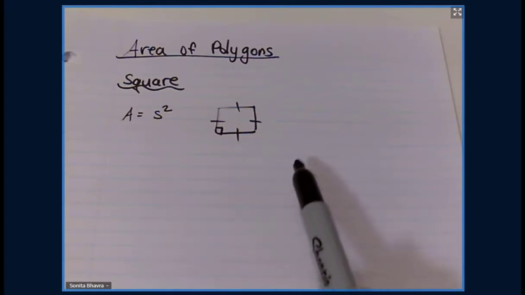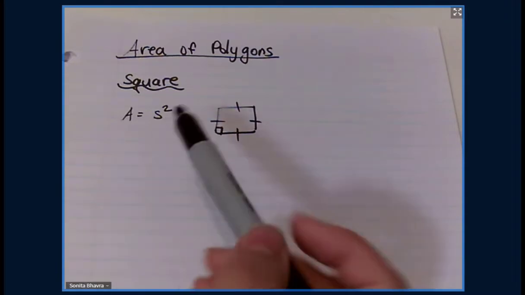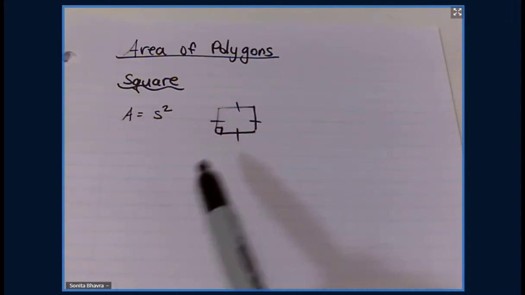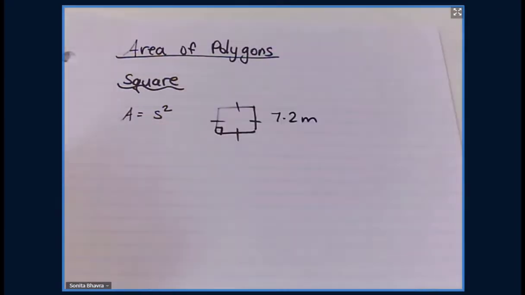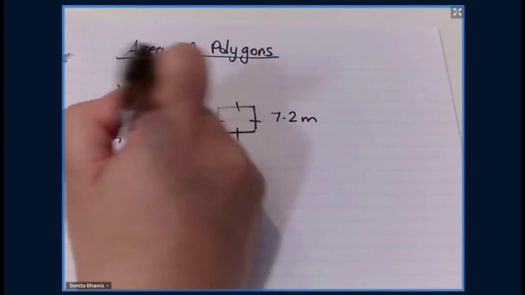So we know that for a rectangle, it's length times width. It's similar for a square, it's length times width, but because the sides are all the same, it's side squared. So in this example, if one side is given to us, it's 7.2 meters. So area is equal to side squared. We're just going to substitute that into our formula.